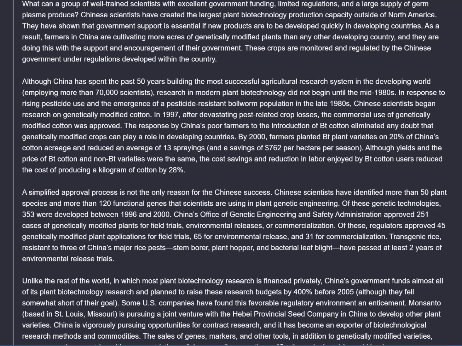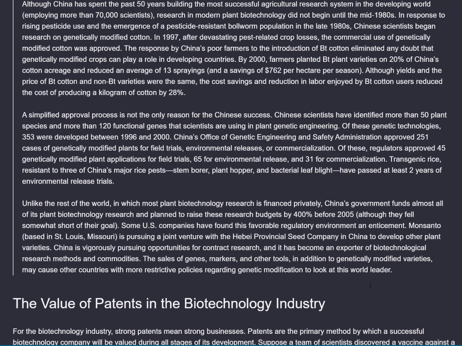As a result, farmers in China are cultivating more acres of genetically modified plants than any other developing country, and they are doing this with the support and encouragement of their government. These crops are monitored and regulated by the Chinese government under regulations developed within the country.